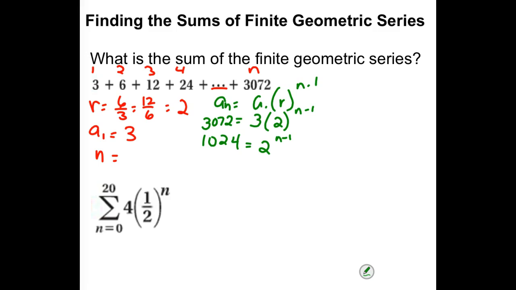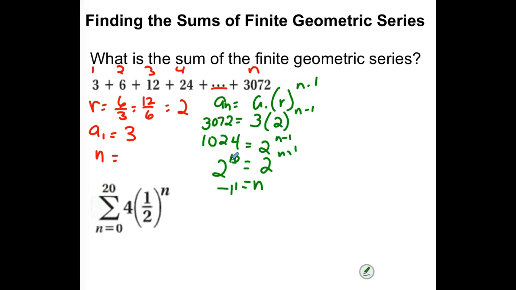Use one of those methods. You need to figure out what 1024 is, 2 to what power? That's what we're looking for. All right, regardless of which method you tried, I'm hearing 2 to the 10th equals 2 to the n minus 1. So what would n have to be? n would have to be 11.